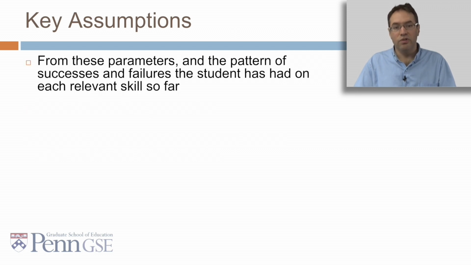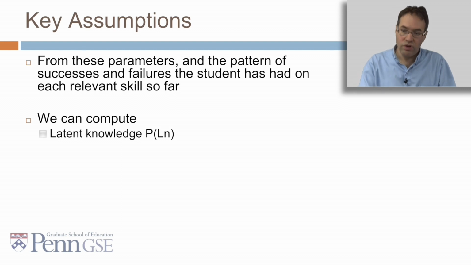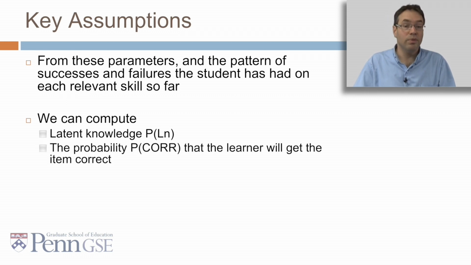From these parameters and the pattern of successes and failures the student has had on each relevant skill so far, we can compute the student's latent knowledge, P of Ln. How probable is the student to know the skill they're currently working on? We can also compute the probability, P of correct, that the learner will get the item correct.